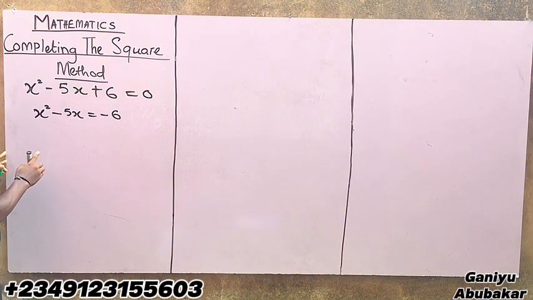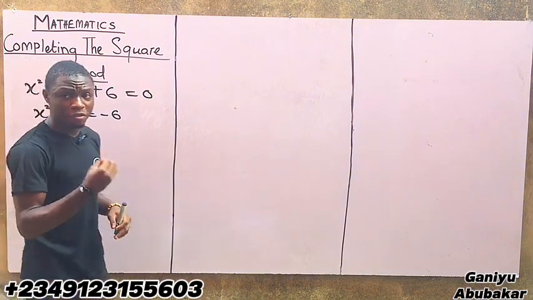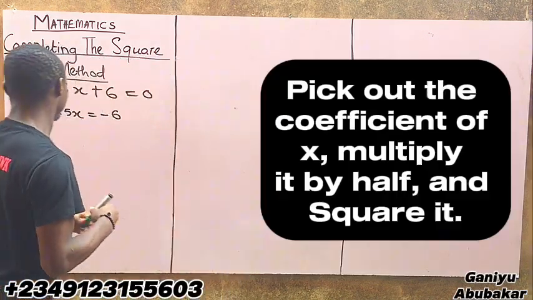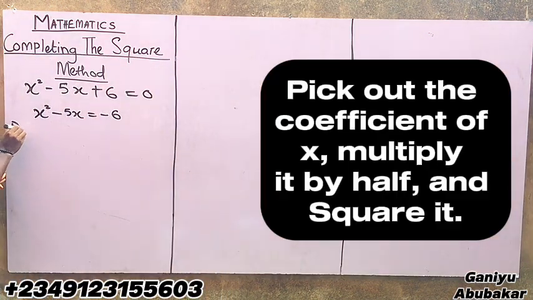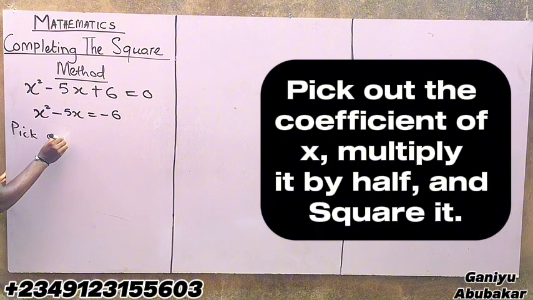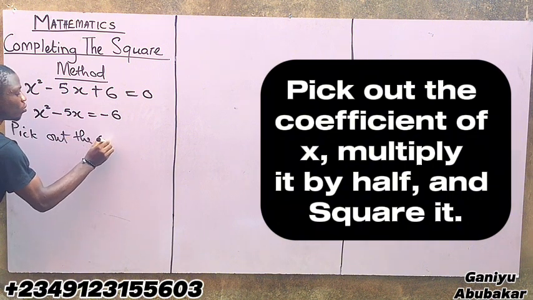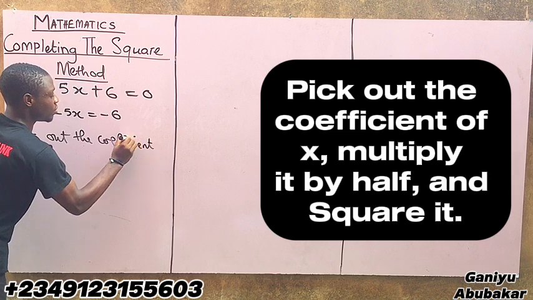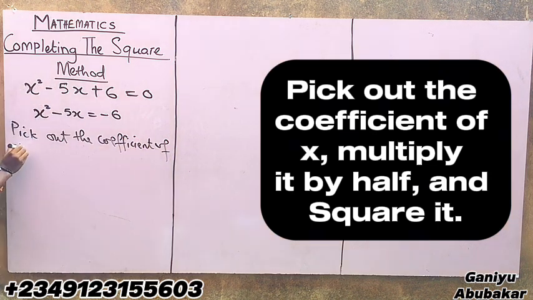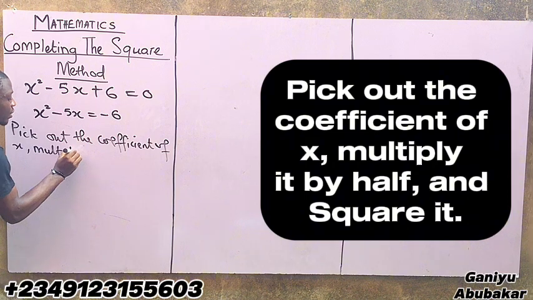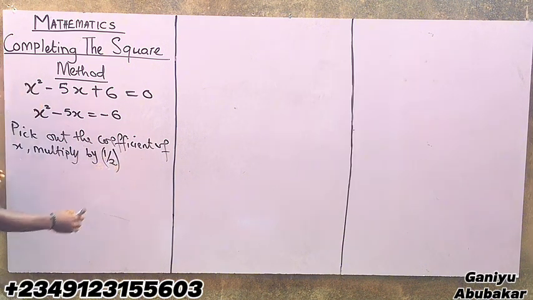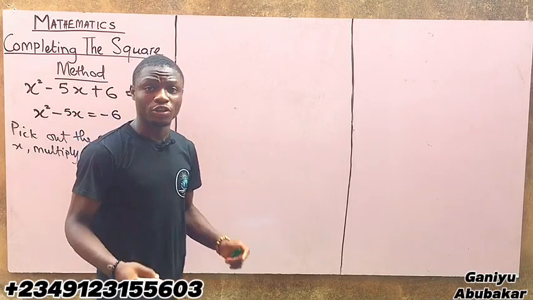At this point here, I'll pick out the coefficient of x and multiply it by half. First task: pick out the coefficient of x, multiply by half. Half is 1 over 2, right? Half is simply 1 over 2 there.